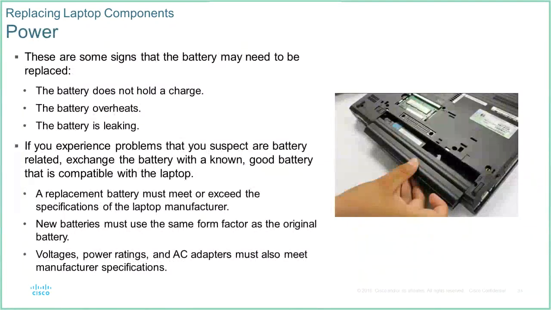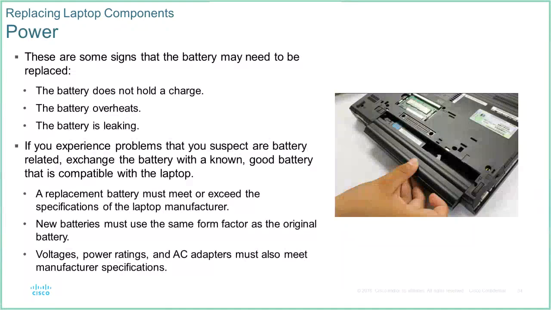Batteries are used, and batteries, while stored, discharge their current. Other things that occur is when we're charging them, batteries tend to overheat when being charged and discharged, and they can also leak acidic or corrosive components and can damage other hardware while they do that.